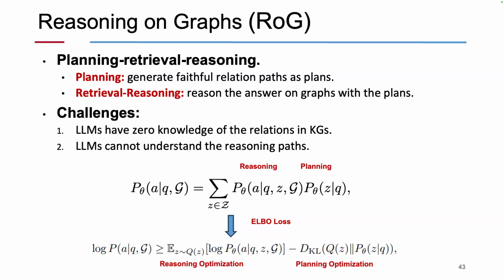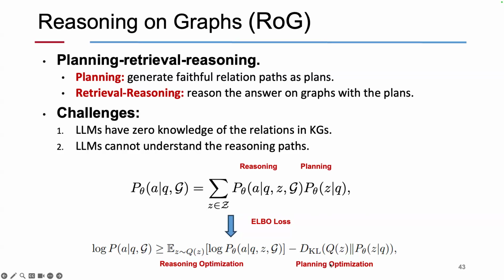So here is the objective of our model. Given the question, we first ask the LLM to generate a plan z. Based on the plan, we execute it on the graph G, and we can generate the final answer. The problem is that we do not know what the golden plan is on the knowledge graph that can lead us to the final answer. So in order to achieve this, we try to optimize the evidence lower bound of this objective. We decompose it into two objective functions.